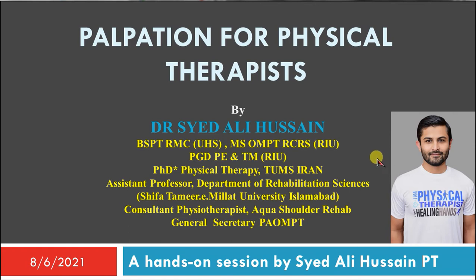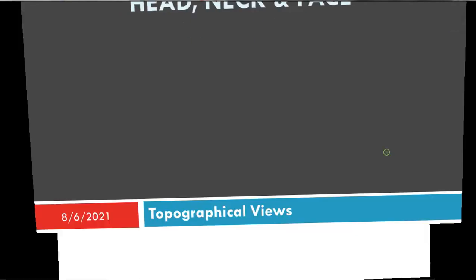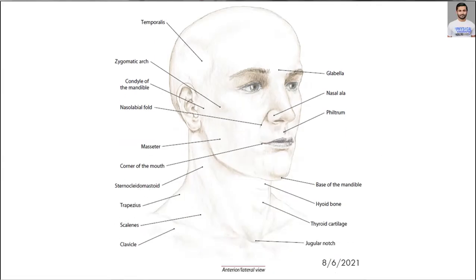Today we are going to discuss another lecture of Trail Guide to the Body or the Palpation for Physical Therapists. We are going to discuss the head and neck and face. We'll start with the topographic anatomy or topographic views. In this picture, we are looking at the structures in the head and neck region.